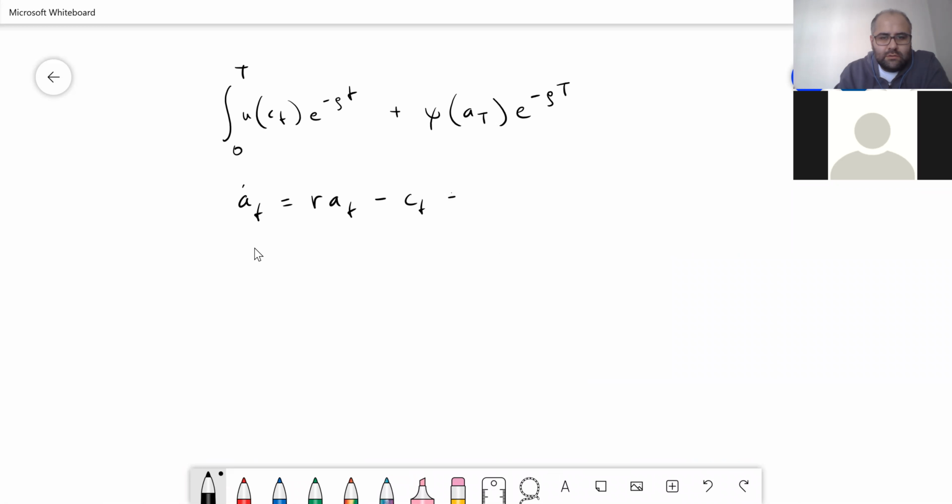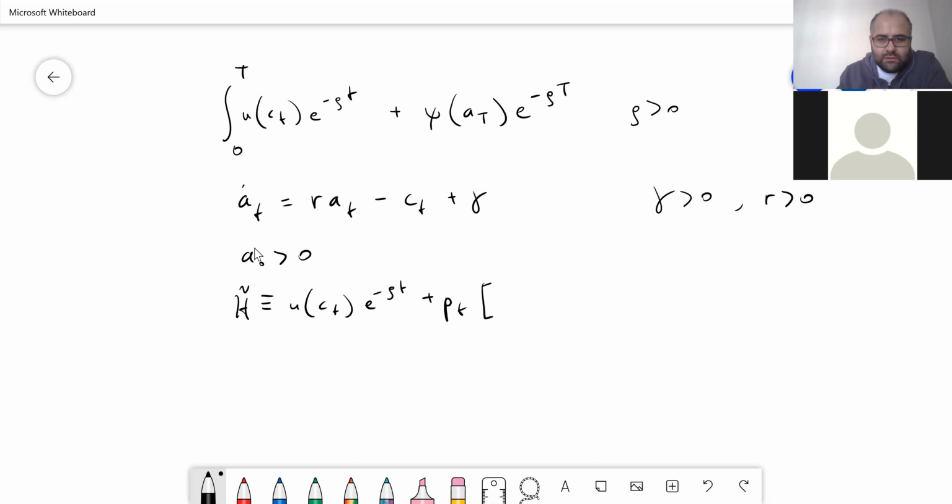is this. So there is this other source of income, which is exogenous and fixed. Here, rho is positive, obviously. We have the initial level given. Then we looked at the present value Hamiltonian. So we have this times that.